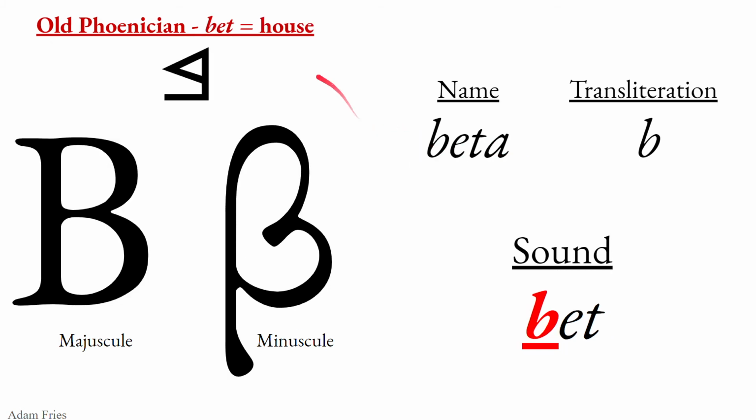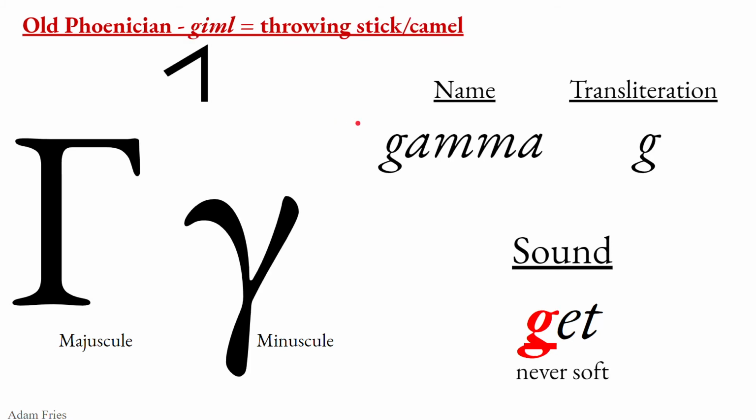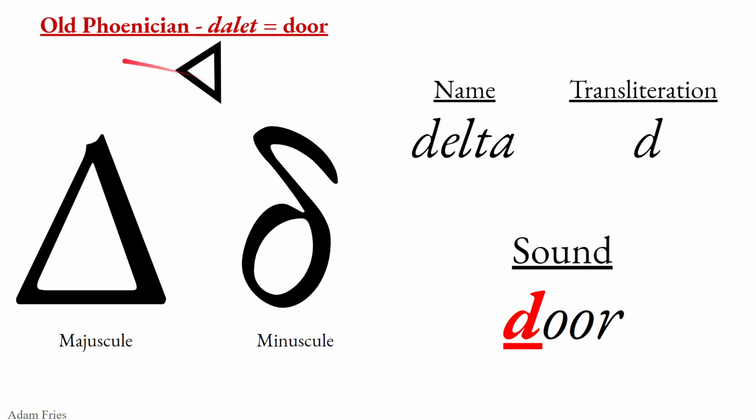We have bet, house, which becomes the Greek beta, with the sound B. Old Phoenician giml, say, a throwing stick, a walking stick, or even the camel. It could be the hump, or it could be a crook that you lean on. So we have gamma. This is a ga, like get. Never soft, never ja, never like the G in gem. It's always ga, a hard G. Dalet, a door, becomes the Greek delta. This is the letter D.